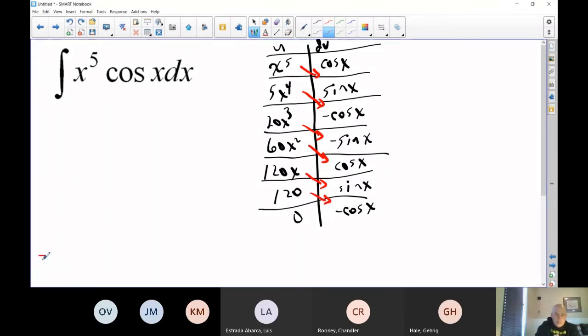Here's your answer. Remember, these are products. They start with pluses. First one's always plus, and then it goes plus, minus, plus, minus, plus, minus. They alternate. First one will be x to the fifth, sine x, positive.